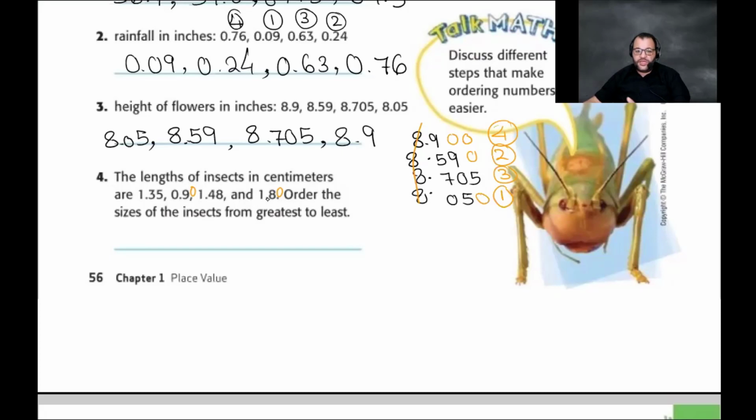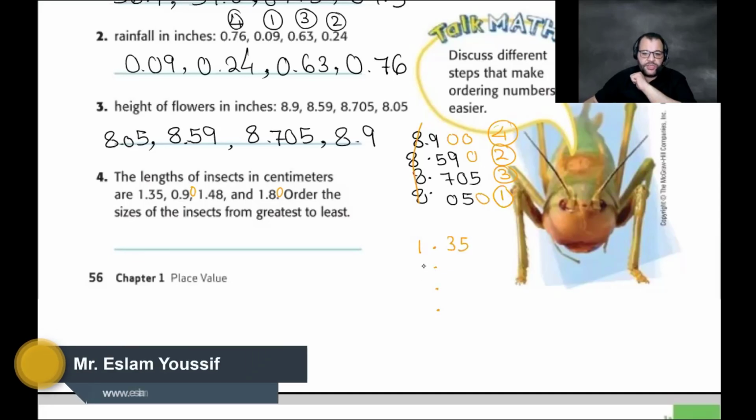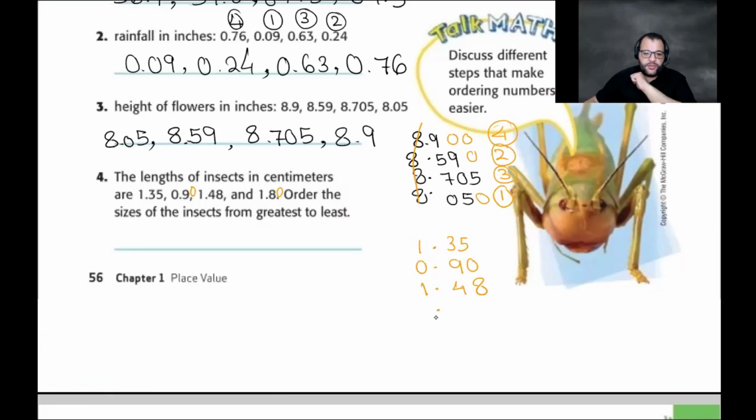If there is any problem for writing the number, at the first write all of the numbers vertical. At the first put the point. Well, now we have 4 points like that. The first number is 1 before the decimal point and the 35. The second number is 0 and there is 90 here. Third number is 1 and 48. Now we have 1 and 80.